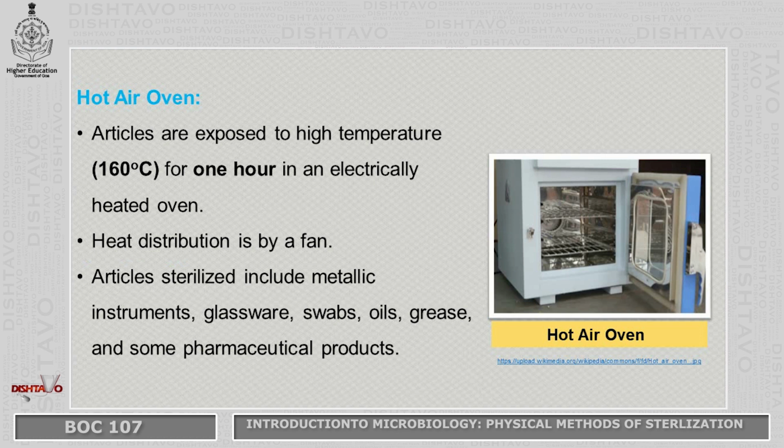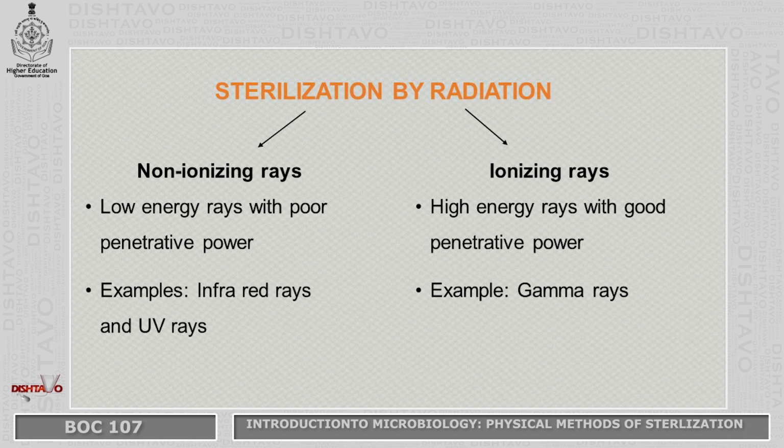Next is hot air oven. Articles are exposed to high temperature, 160 degrees Celsius for 1 hour in an electrically heated oven. The heat distribution is done with the help of a fan fitted inside the oven. Articles sterilized include metallic instruments, glassware, swabs, oils, grease and some pharmaceutical products. This is an image of the hot air oven.